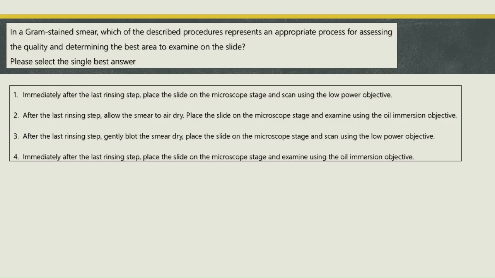1. Immediately after the last rinsing step, place the slide on the microscope stage and scan using the low-power objective. 2. After the last rinsing step, allow the smear to air dry. Place the slide on the microscope stage and examine using the oil immersion objective. 3. After the last rinsing step, gently blot the smear dry, place the slide on the microscope stage and scan using the low-power objective. 4. Immediately after the last rinsing step, place the slide on the microscope stage and examine using the oil immersion objective.